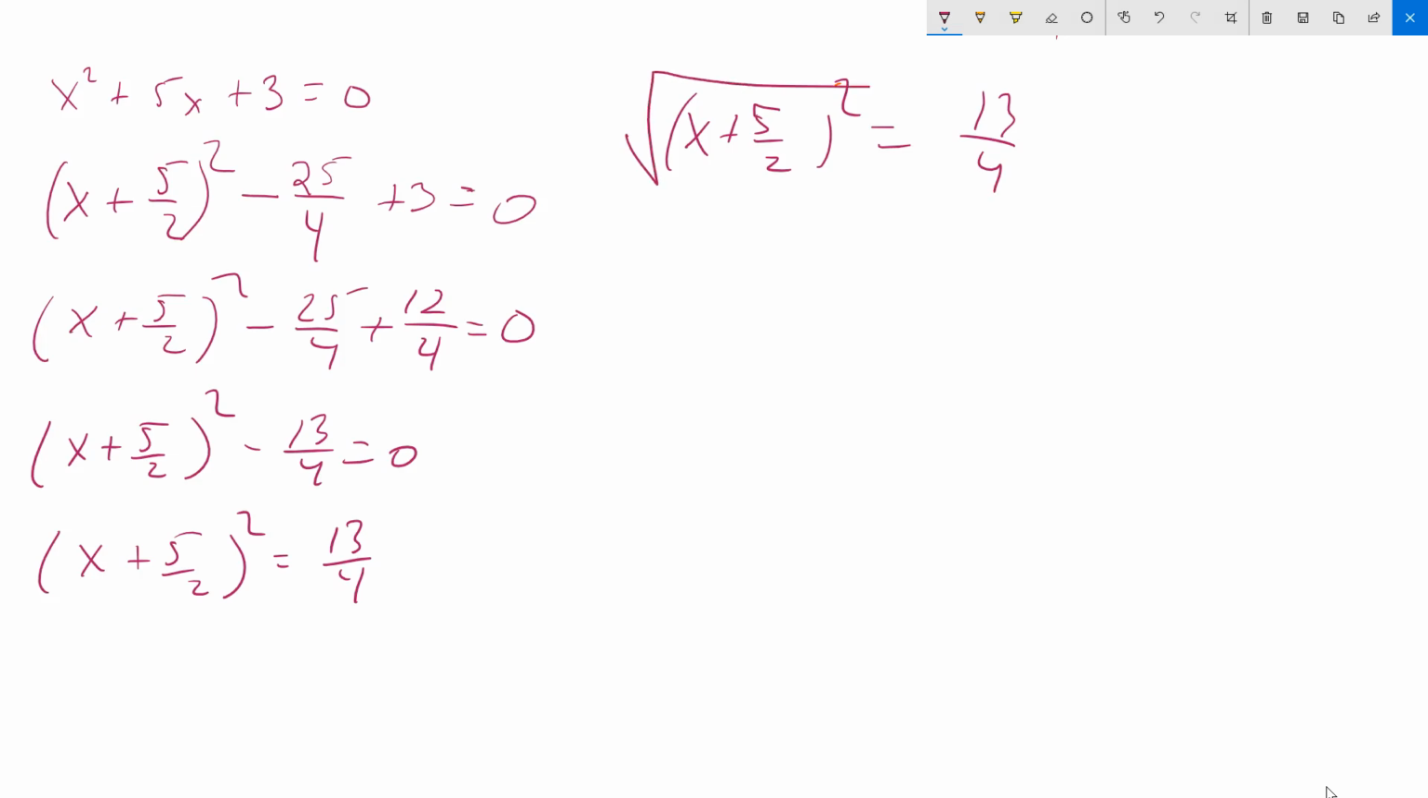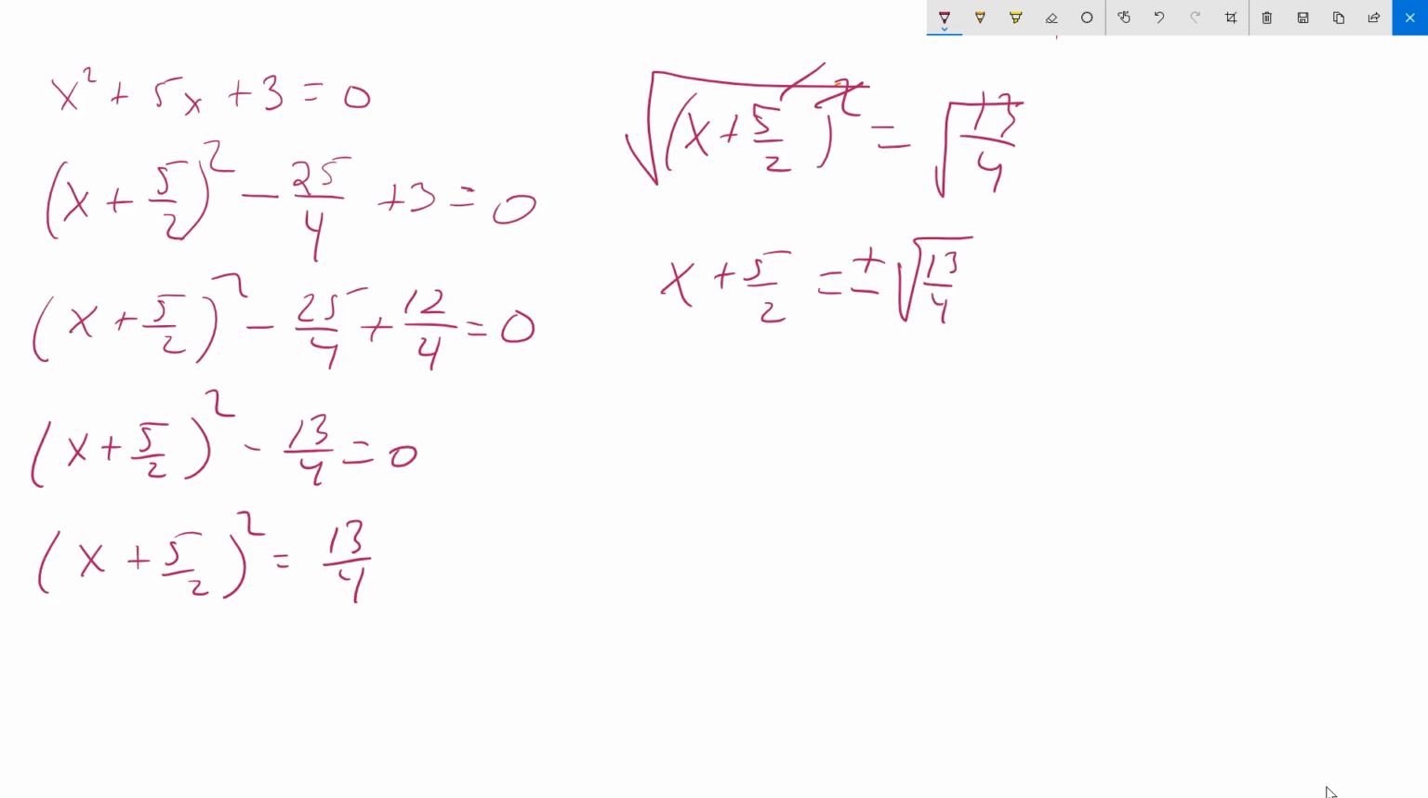I'm just going to put the root symbol in here like this, put the root symbol like that. On the left side, the root symbol and the square cancel off. So all that will give you on the left side is x plus 5 over 2. But on the right side, you will have plus or minus, and you have the root symbol being applied to this fraction, 13 over 4.